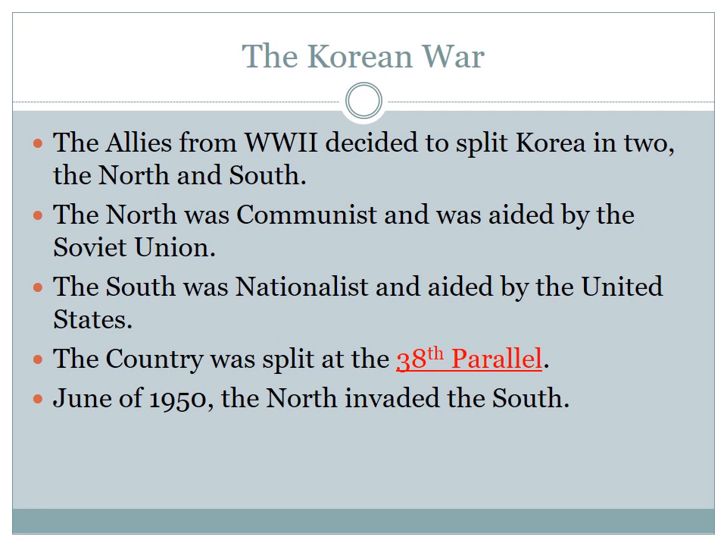The North was inspired by the communist ideology and was aided by the Soviet Union, which was leading the Soviet bloc of communism. On the other hand, the South was nationalist and supported by the United States of America. The country was divided at the 38th parallel. In June of 1950, the North invaded the South and a war broke out between the North and South.